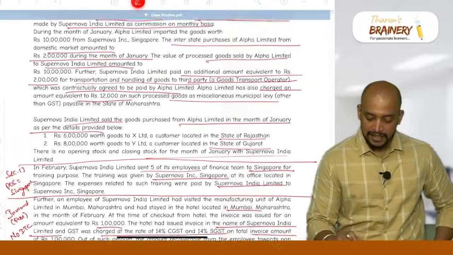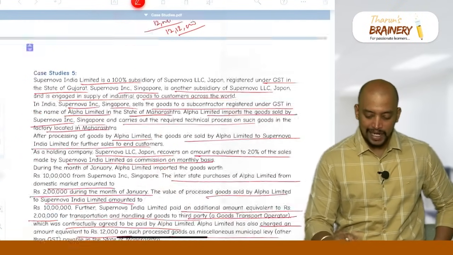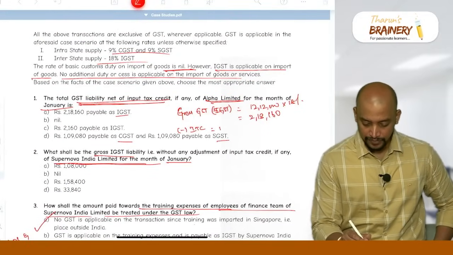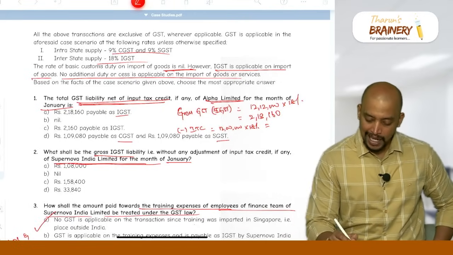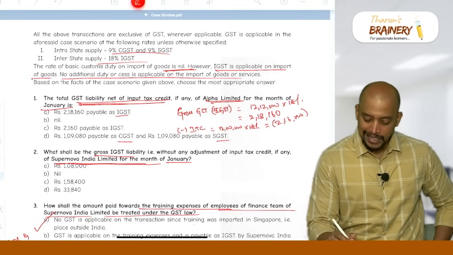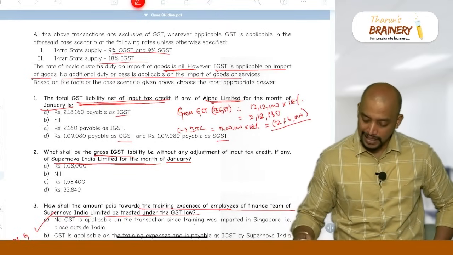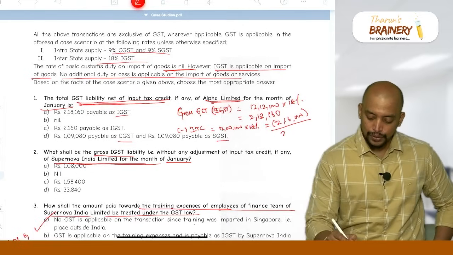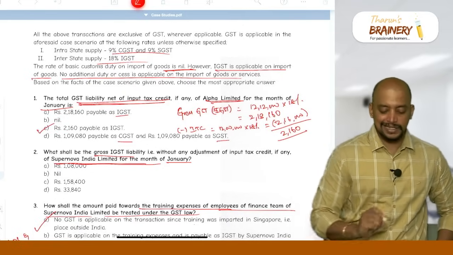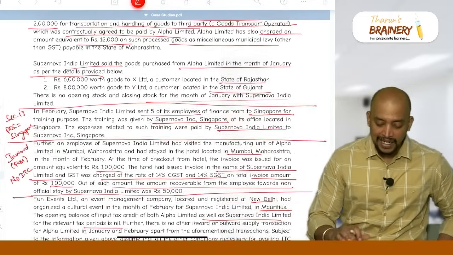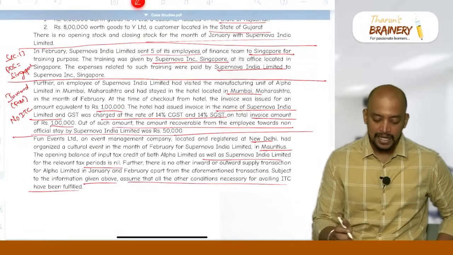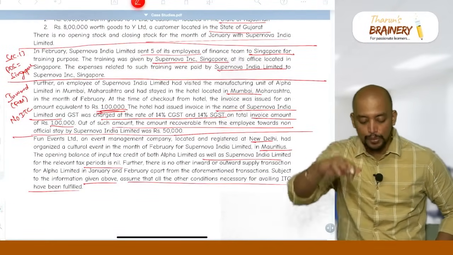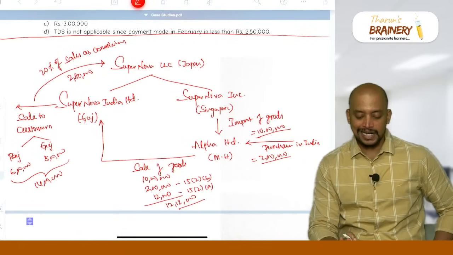What are their inward supplies? They are making inward supplies of 12 lakhs. That is also IGST. 12 lakhs into 18% will be 2,16,000. So 2,18,160 minus 2,16,000 will come to 2,160. So 2,160 is the IGST liability. We don't have any other inward supplies for Alpha Limited; whatever is there, we have already written. Sir, what about this 1 lakh? They cannot take ITC; that is for Supernova. For Alpha, we don't have anything. So these are the transactions for Alpha Limited.